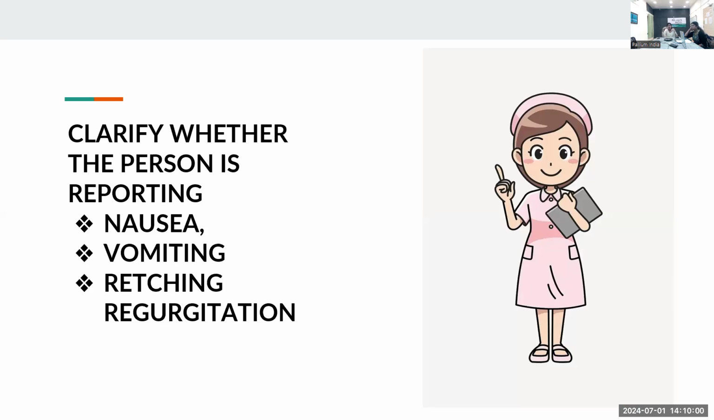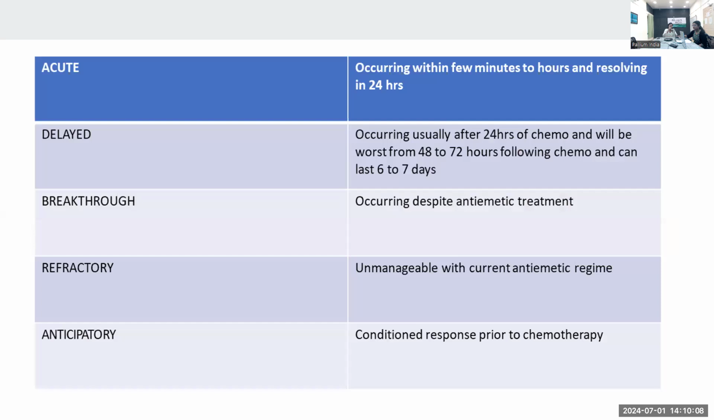Is it nausea or vomiting or retching or regurgitation? For that, you should understand what it is. Now, there are different types. Let me explain a few different types of vomiting.